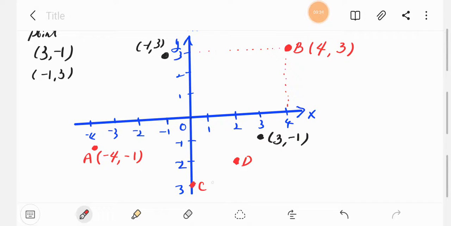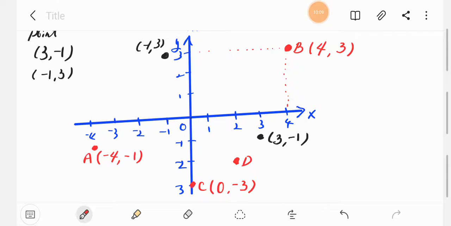Okay, how about C? For the point C, horizontally, we didn't move, right? We stayed. What we did is go down. So we didn't move to the right or left, so the horizontal distance is 0. And then we moved 3 units down, so the y coordinate is -3. Going down is negative, going left is negative. Going to the right and up is positive.